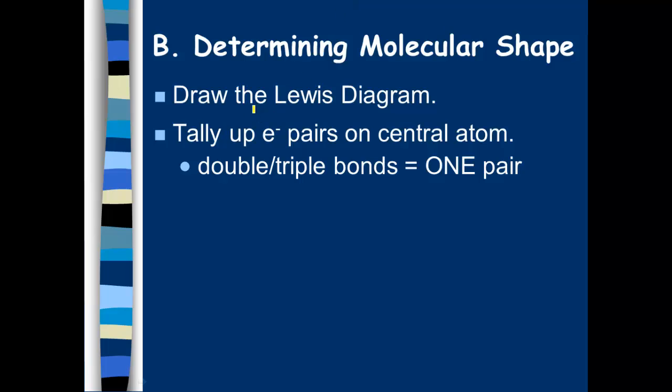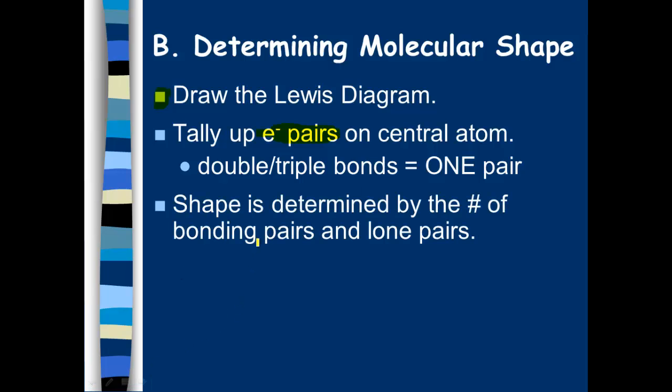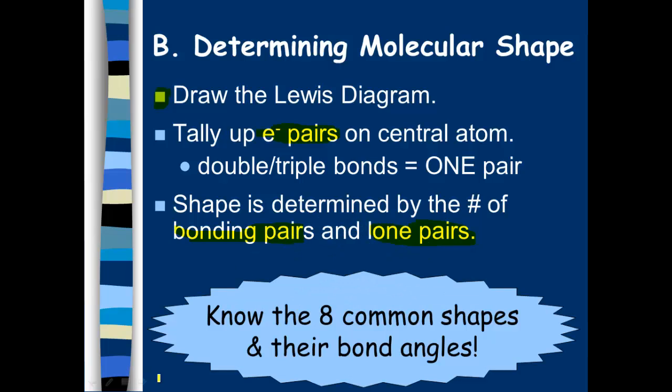Now, here are the steps. You draw the Lewis dot structure, or the Lewis diagram, which we've been doing. We then tally up how many types of electron pairs are on that central atom. Double and triple bonds will only count as one bonding group when it comes to geometry. And the shape is determined by how many bonding pairs, as well as how many lone pairs. And that's what's going to determine what shape it falls into.